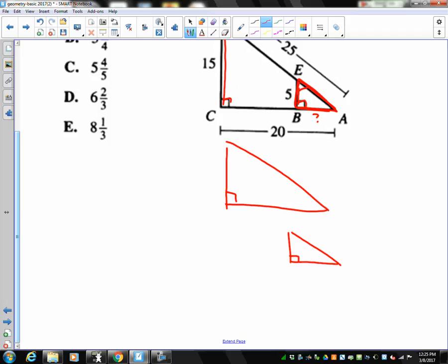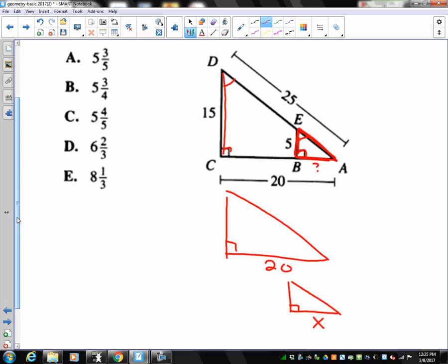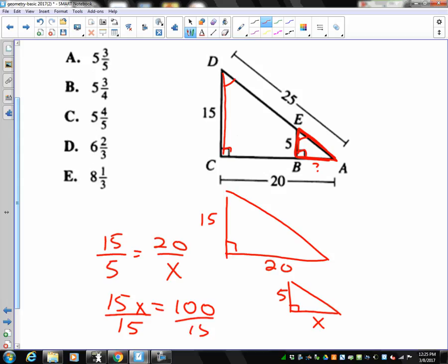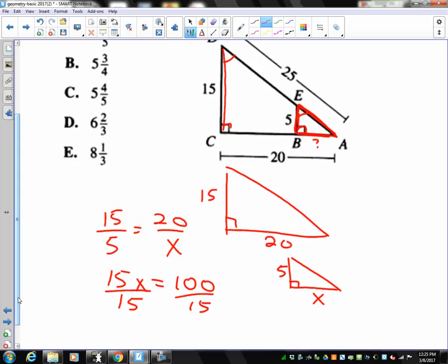Okay? And I can just use similar triangles to find this side right here. So I'm going to call that X. Now we got this side of the big triangle is 20. Now let's look at the other information that we were given. This side was 15, and then this side was 5. So we can just use a simple proportion here. So that 15 to 5 should be equal to 20 to X. So we cross multiply here, we get 15X equals 100, and then 100 divided by 15 is 6.6 repeating.